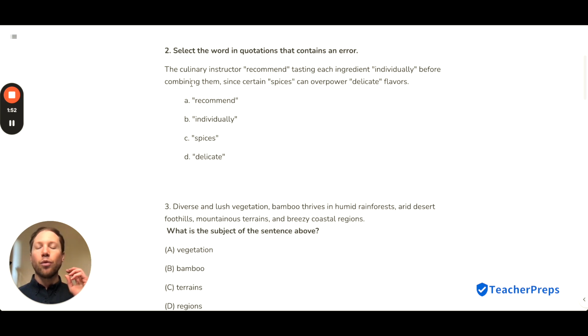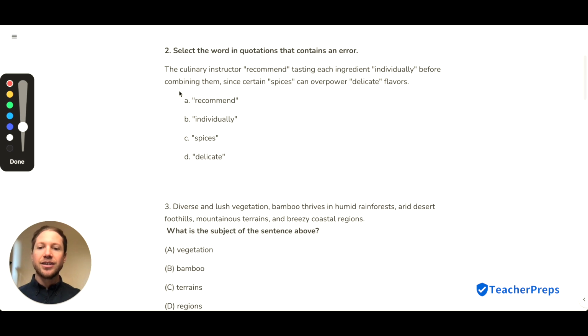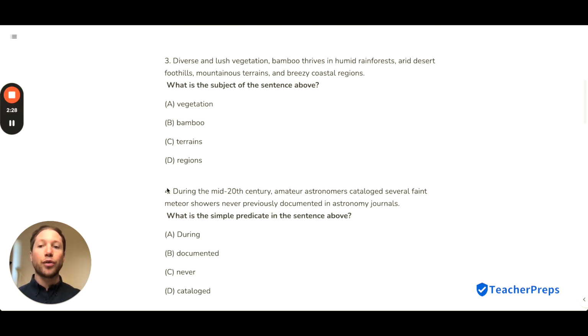So one more time, a good test-taking strategy when identifying errors is to actually verbally read the sentence out loud, because oftentimes your ears will think that sounds incorrect, and you're probably right. So one more time, the culinary instructor recommend tasting each ingredient. All right, so recommends to taste or recommended tasting. All right, so right here, I see that answer option letter A is the incorrect as recommend as it's currently written. So now let's go on to question number 3.